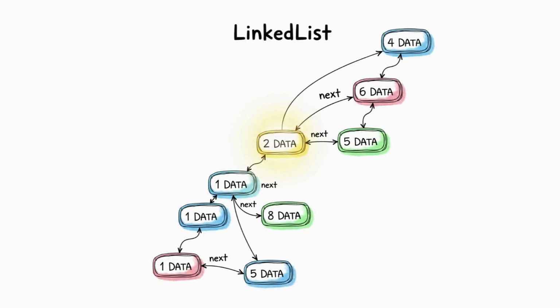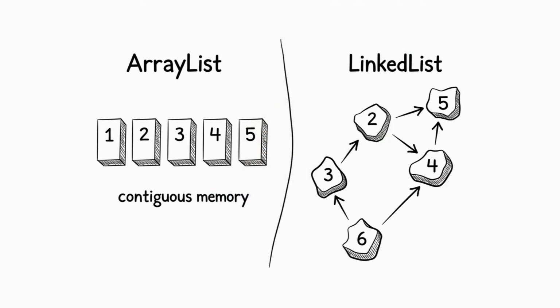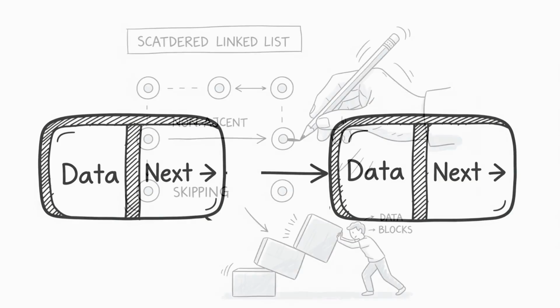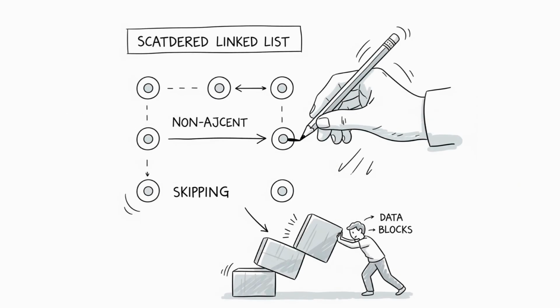This is where linked list in Java shines. Unlike ArrayList, linked list does not store elements in a contiguous block of memory. Instead, it stores them as nodes. Each node has the data, that is your actual value, and a link or reference to the next node. So, inserting or deleting becomes easy. You just adjust the links without shifting everything else.